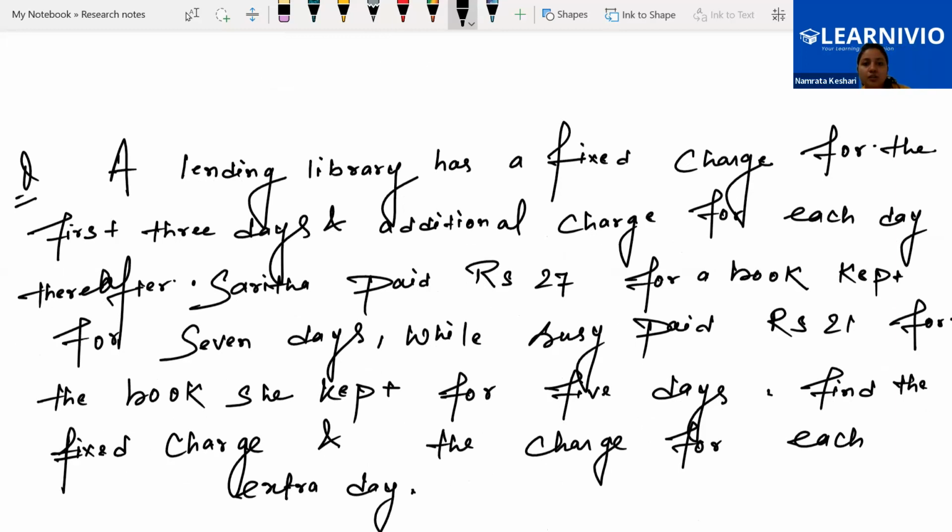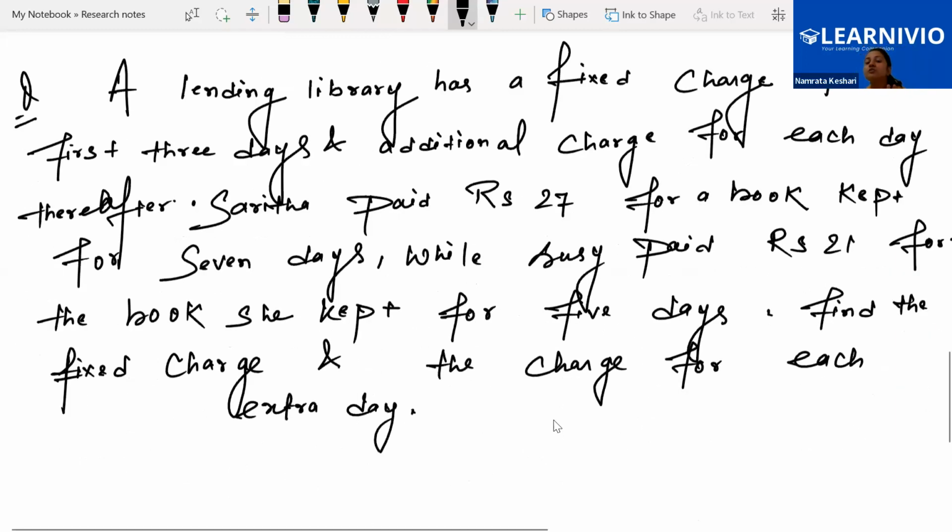Okay, let's see what the question says. The main job here is to frame the equation. Once we are done with framing the equation, then easily we will be able to solve it. So the question says a lending library has a fixed charge for the first 3 days, and an additional charge for each day thereafter. This is how everything works, right?